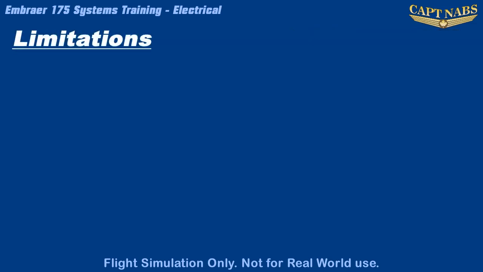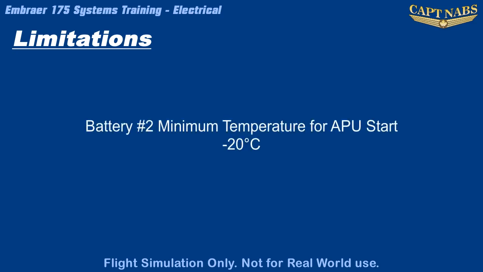There are very few limitations associated with the electrical system in this aircraft. However, it is always prudent for crews to monitor the output of the various electrical systems and ensure that they are operating within the prescribed limits. One of the limitations of the electrical system is that, for an APU start, battery 2 must be at or above minus 20 degrees Celsius in order to ensure it has sufficient power to start the APU.